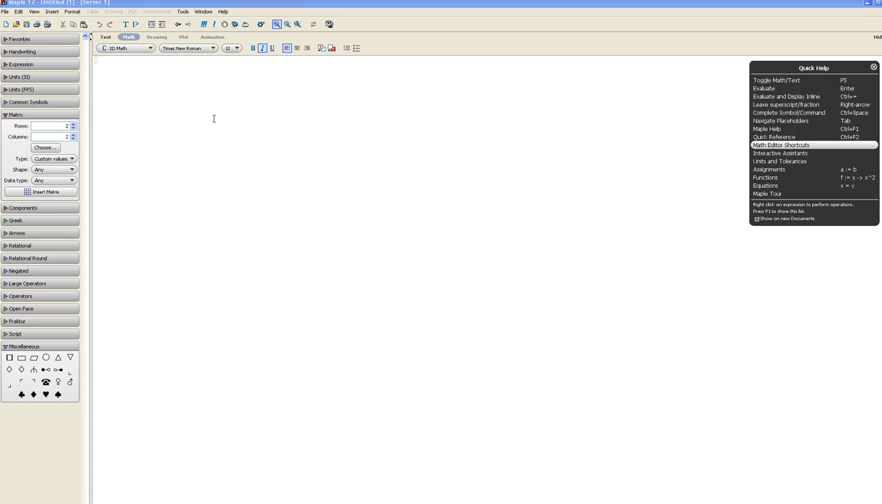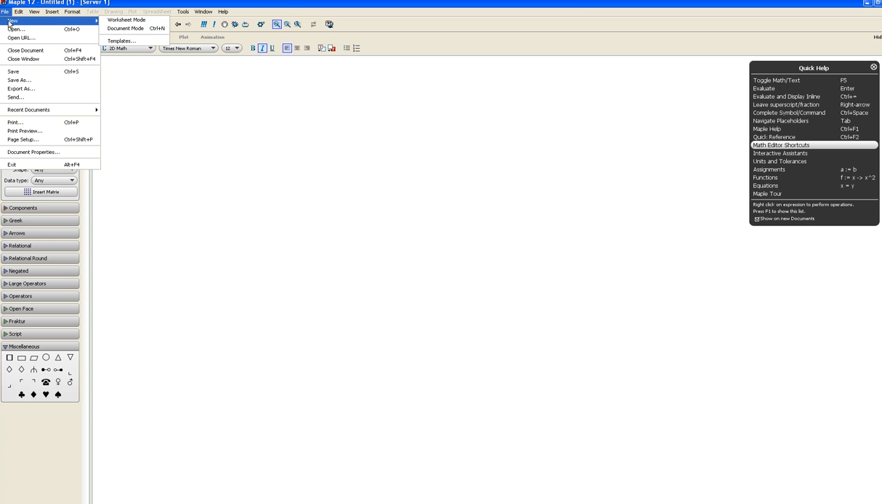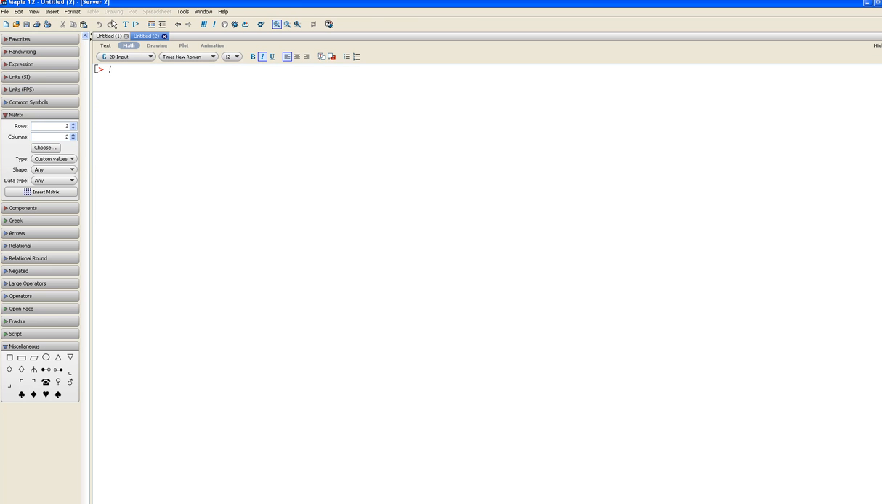Okay, I'm going to show you how to use Maple, which is a computer algebra system, to graph a trig function. Now, when you click on the Maple icon, this is what comes up. And then the first step you need to do is to click on File, New, Worksheet.